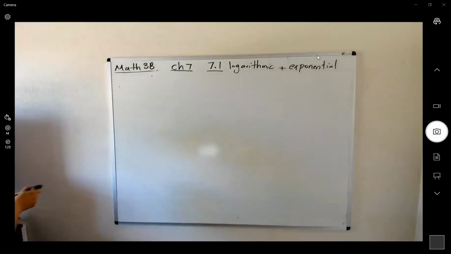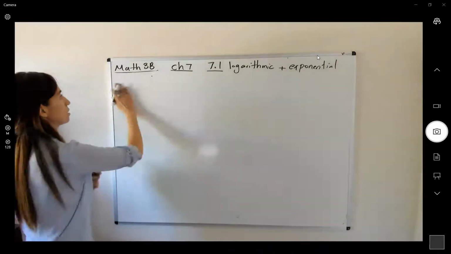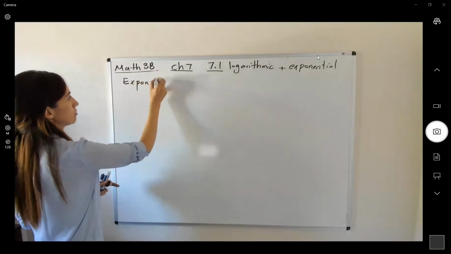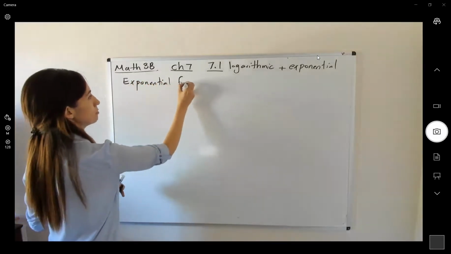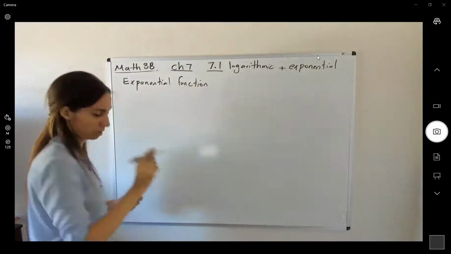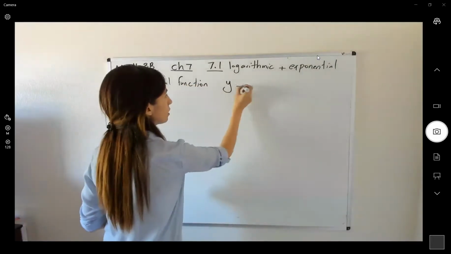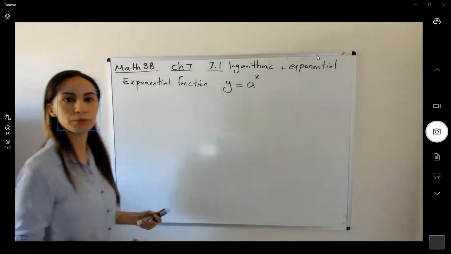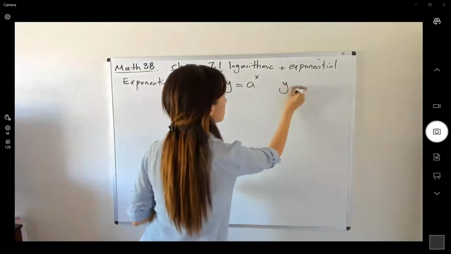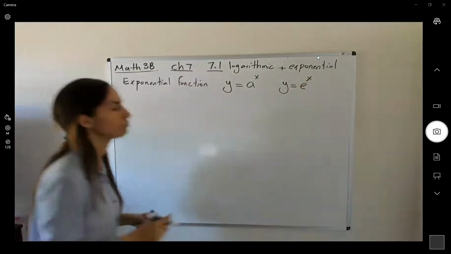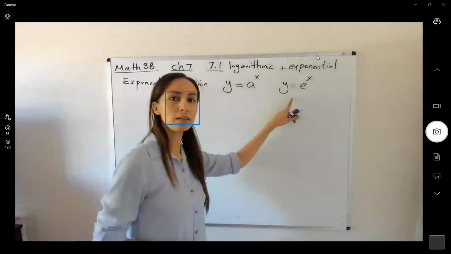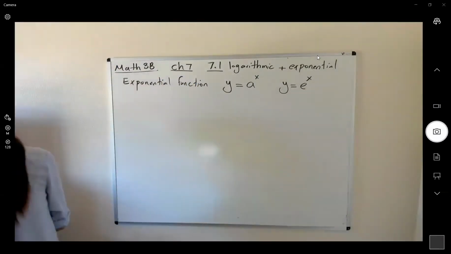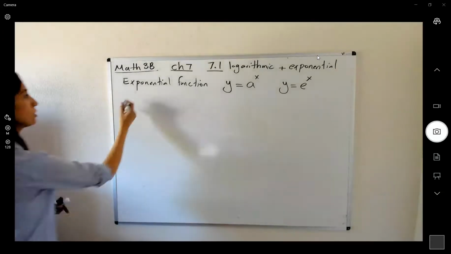Next page, we're talking about exponential function. So an exponential function in general is defined as y equals a to the x. If you use Napier number, you get natural exponential function. And we know that ln is the inverse of e to the x. Very well, let's take a look at the properties of e to the x.